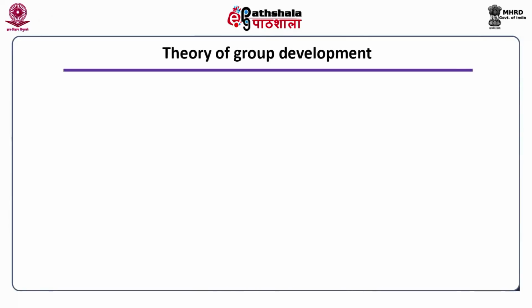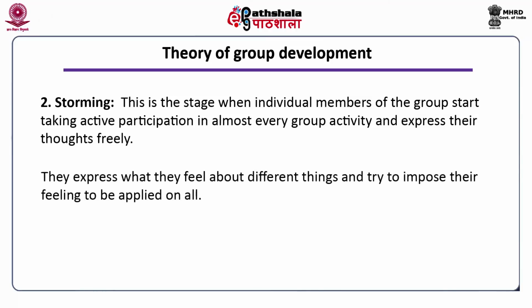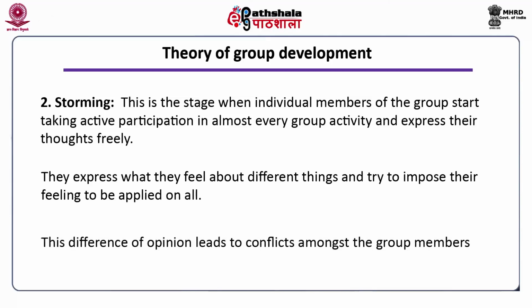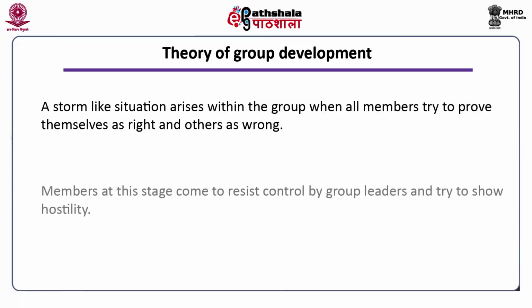The second stage is storming. This is the stage when individual members of the group start taking active participation in almost every group activity and express their thoughts freely. They express what they feel about different things and try to impose their feeling to be applied on all. This difference of opinion leads to conflicts among the group members. A storm-like situation arises within the group when all members try to prove themselves as right and others as wrong. Members at this stage come to resist control by group leaders and try to show hostility.